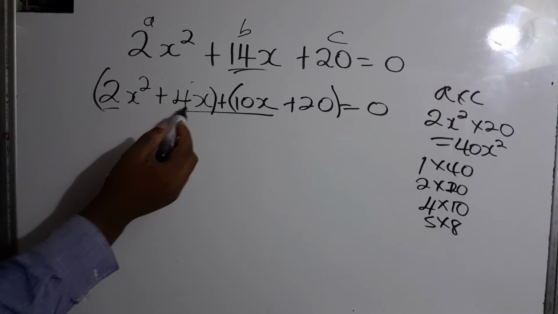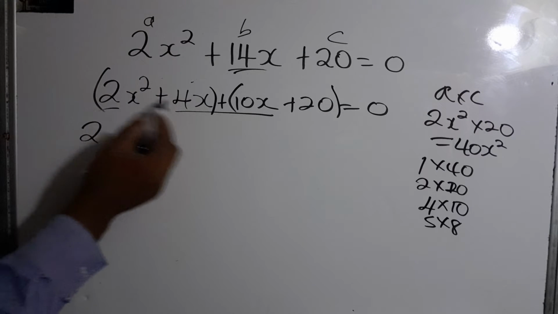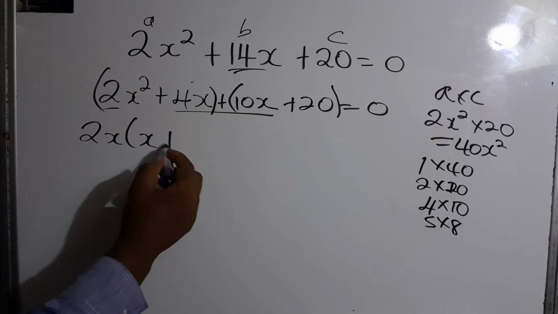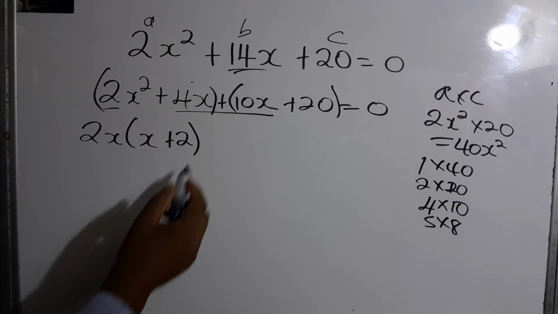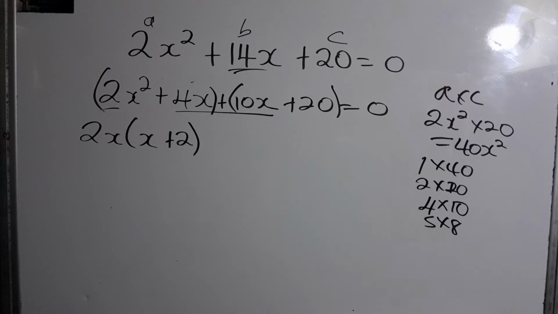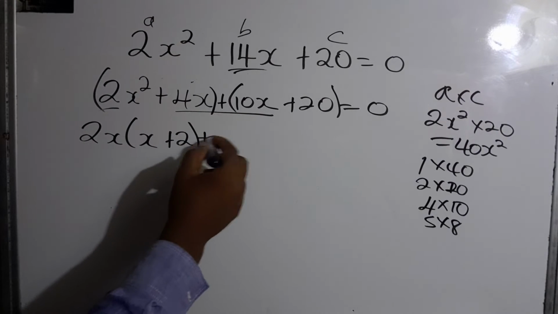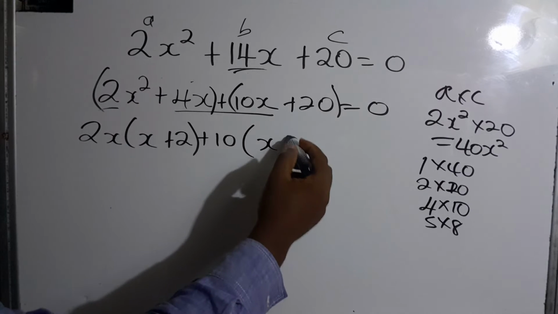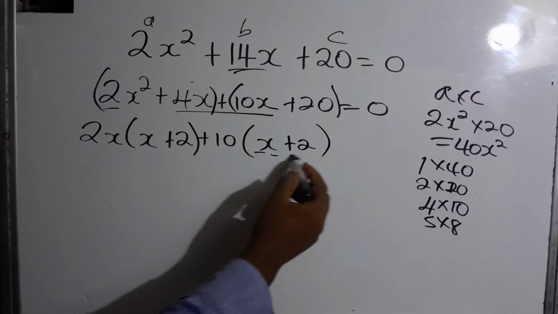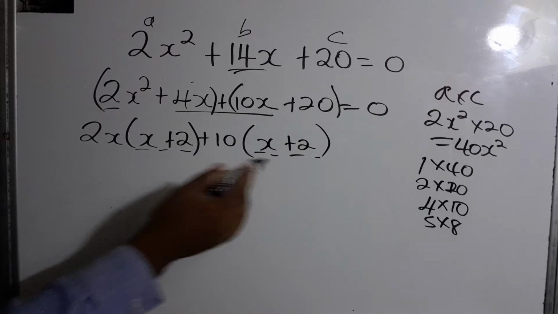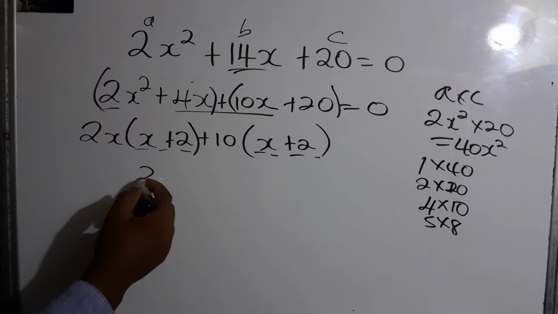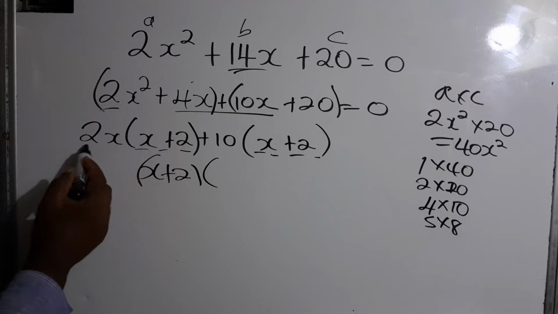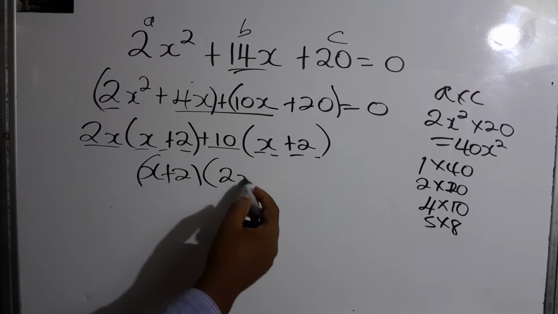We take out the highest common factor. The highest number that can go into 2 and 4 would be 2, and we divide. What's the highest number that can go into 10 and 20? That would be 10. So we work out x plus 2, since 10 into 10x leaves x, and 10 into 20 leaves 2. Once both brackets are the same, it's an indication that you're on the right path. So we pull out x plus 2, since this is common, and then we put what is outside, which is 2x plus 10.